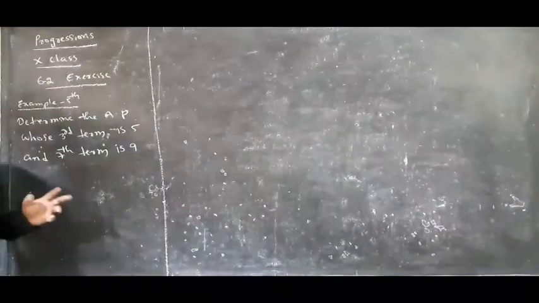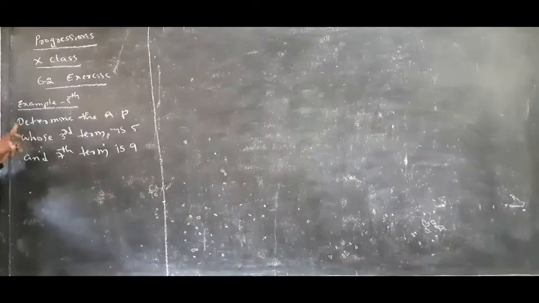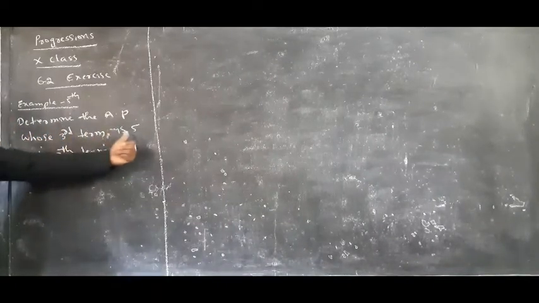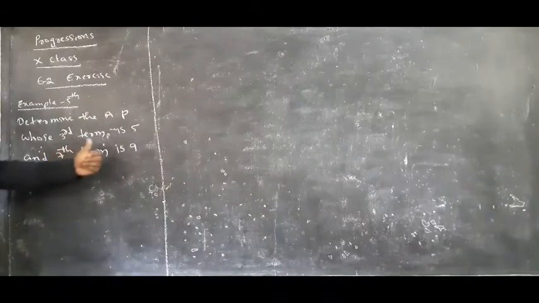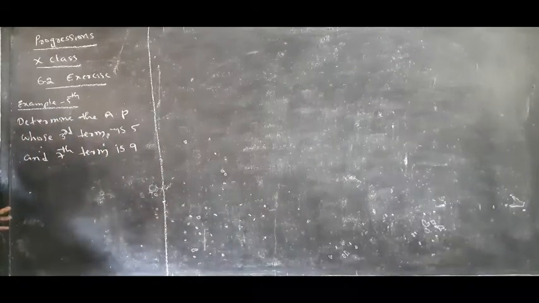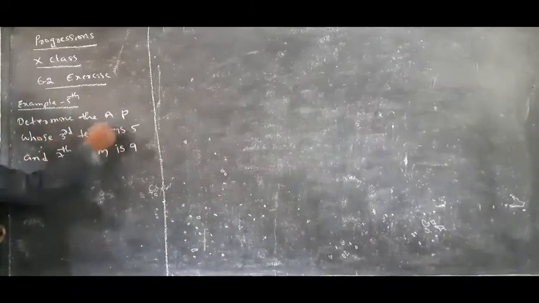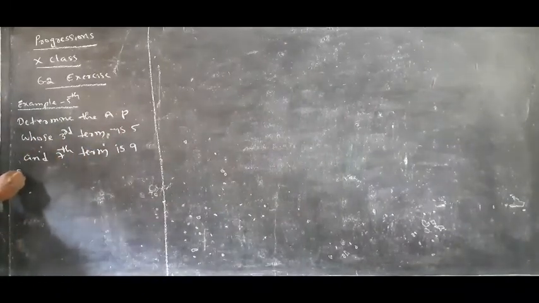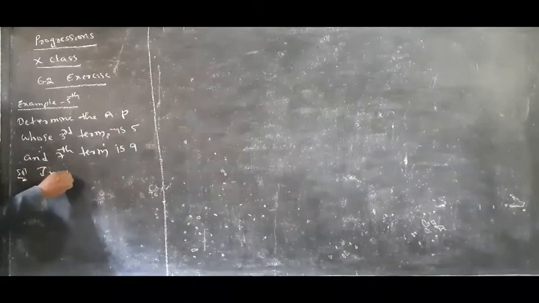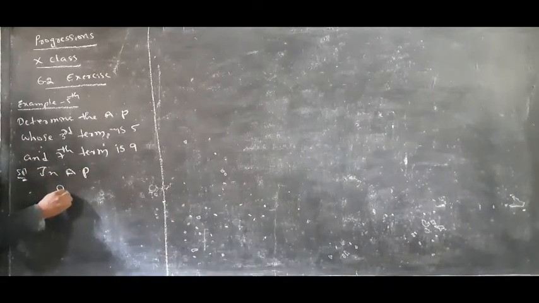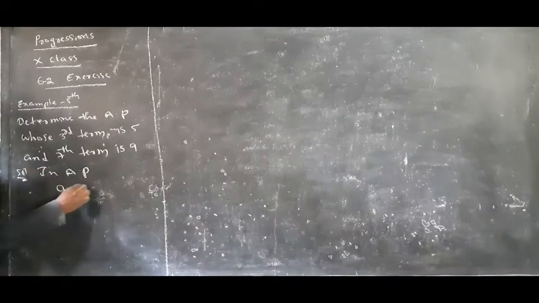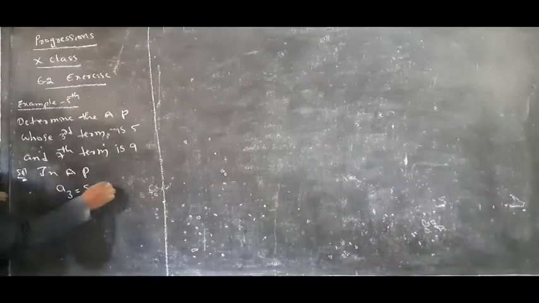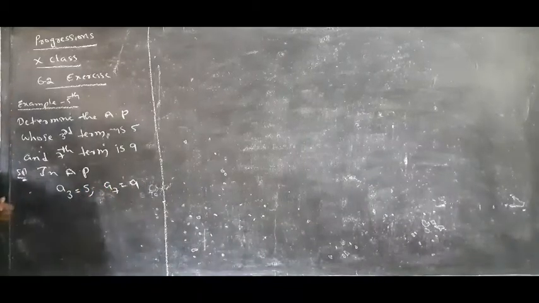So here is one of the very important questions from these progressions. Determine the AP whose third term is 5 and seventh term is 9. Solution: in the AP, third term A3 is equal to 5 and also seventh term A7 is equal to 9.